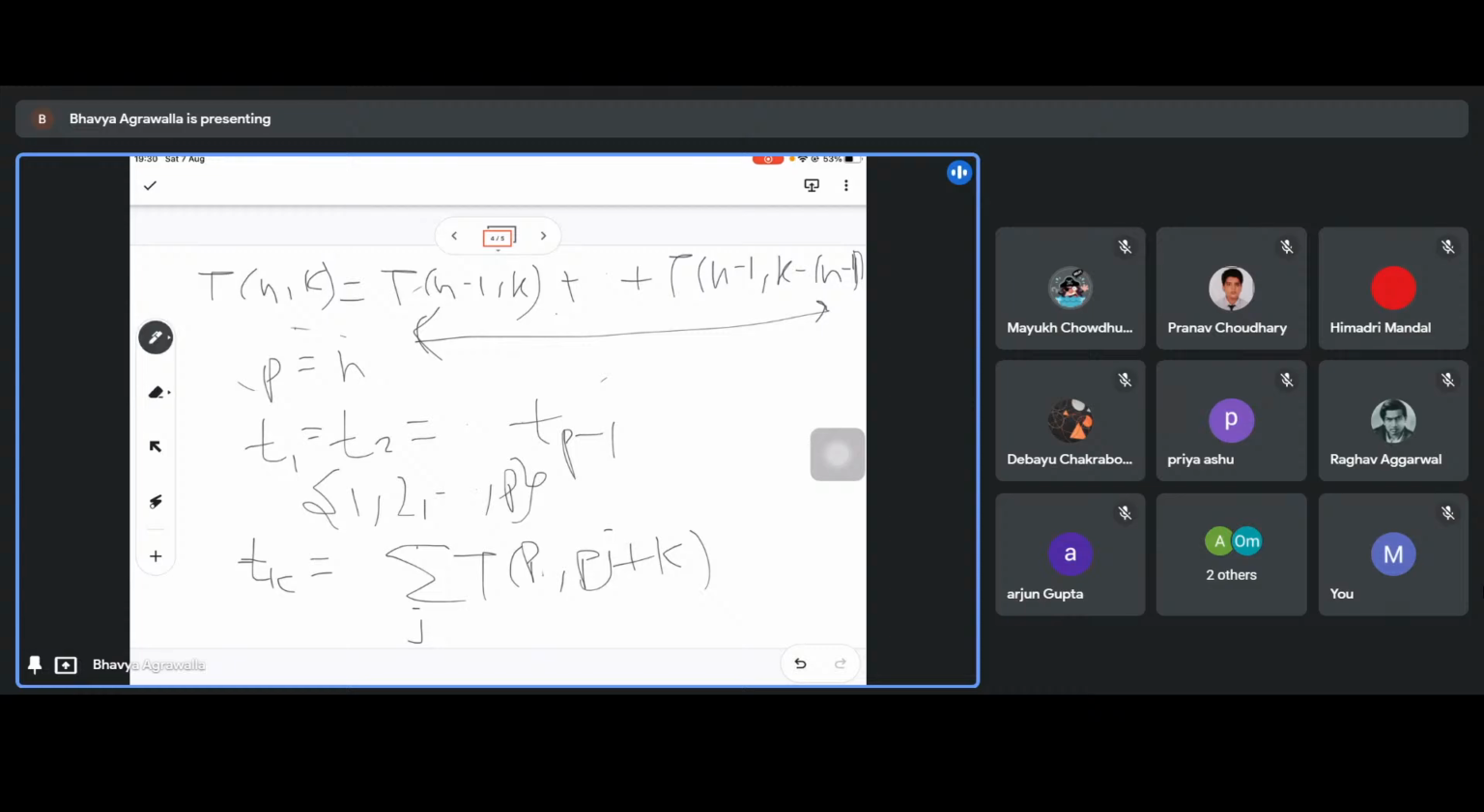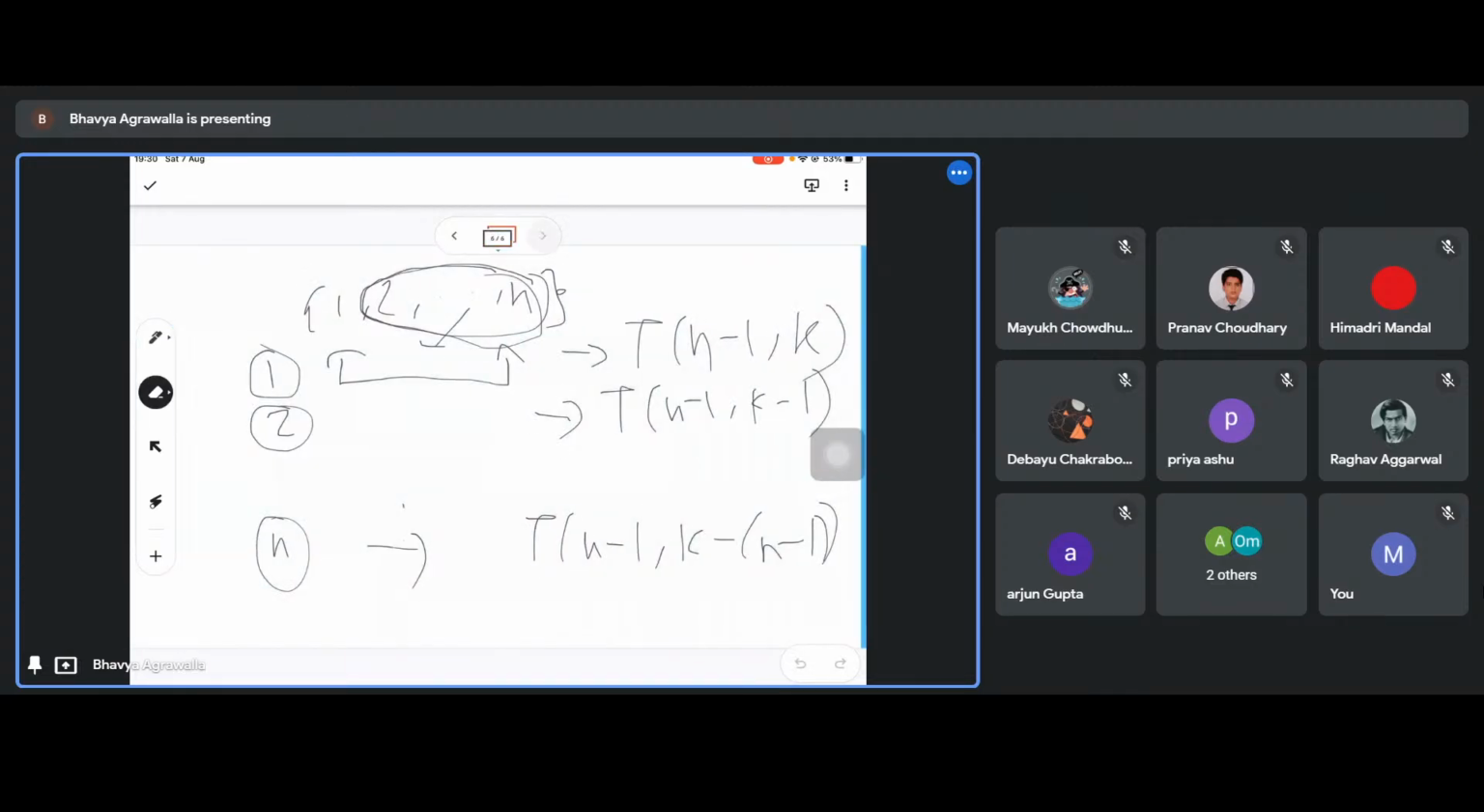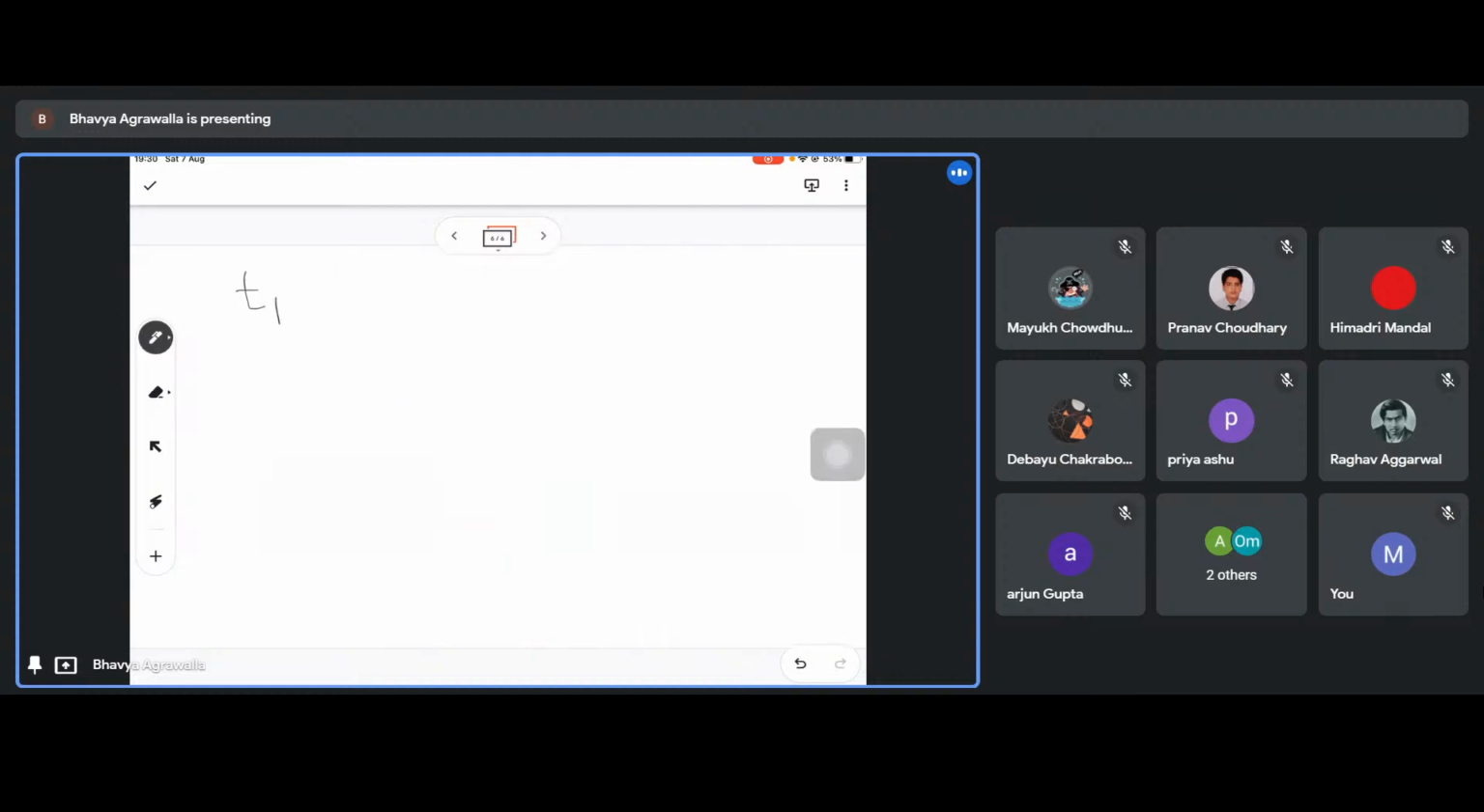Now just expand this using this thing and see what you get. You will get T of p, and this is a sum over j integers. So let's see what we get. Tk is equal to the sum over j integers of T of p comma pj plus k. And so what is this thing?